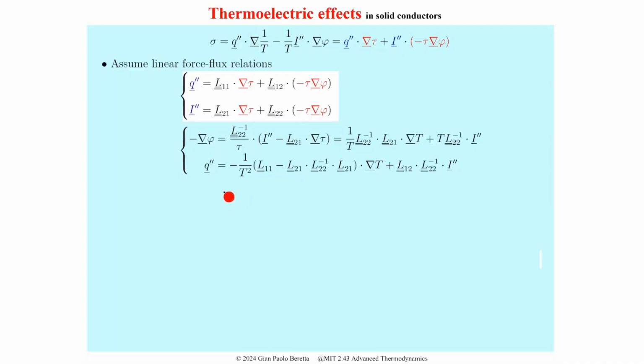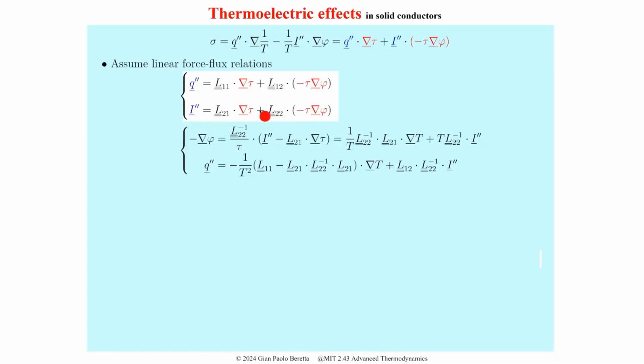But we also want to rewrite it in a different way. So we want in the first equation to substitute this term here with the electric current. So what we do is take the second equation and extract the gradient in phi from the second equation that we will then substitute in the first one. So this is what we are doing. So we take this, we solve.